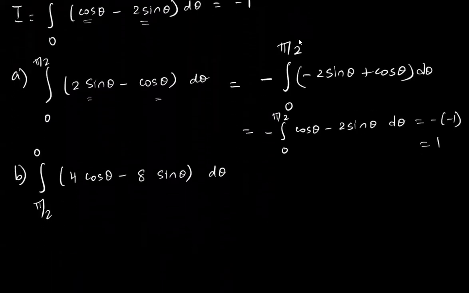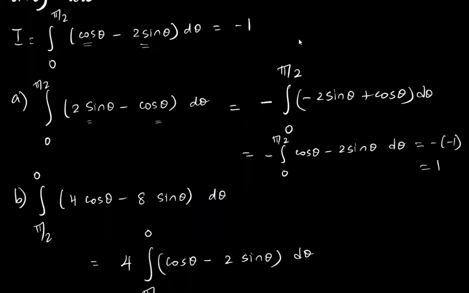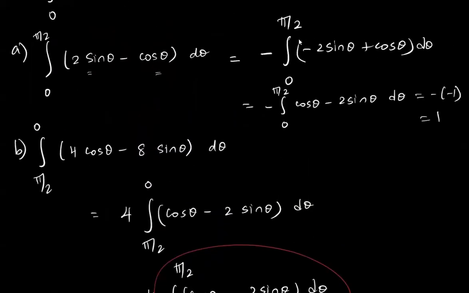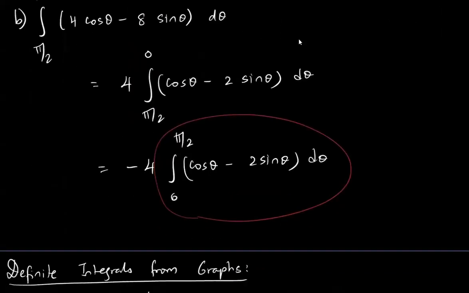Now here what I'm going to do is rewrite this as 4 times the integral from pi over 2 to 0 of cosine theta minus 2 sine theta d theta. But what we are given is the integral 0 to pi over 2. So I'm going to take the negative sign out and flip the limits like so. Then I substitute. I know this value, this value was given to me as -1 in the problem. So I substitute and I get -4 times -1 is +4.